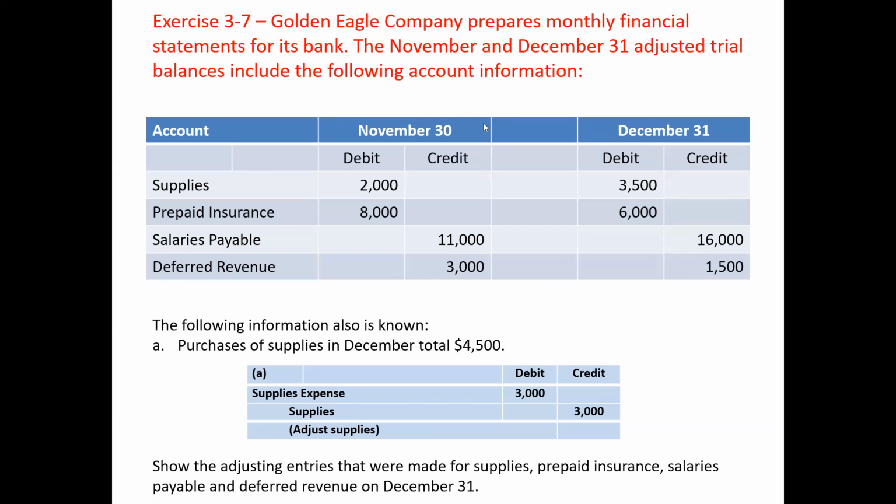Okay. So when it asks a question on the homework, I'm not saying it does, but I'm just asking if it does. When it says, like, A, purchases of supplies in December total, and then that amount, we just basically take that for the debit, it looks like, and then add it.